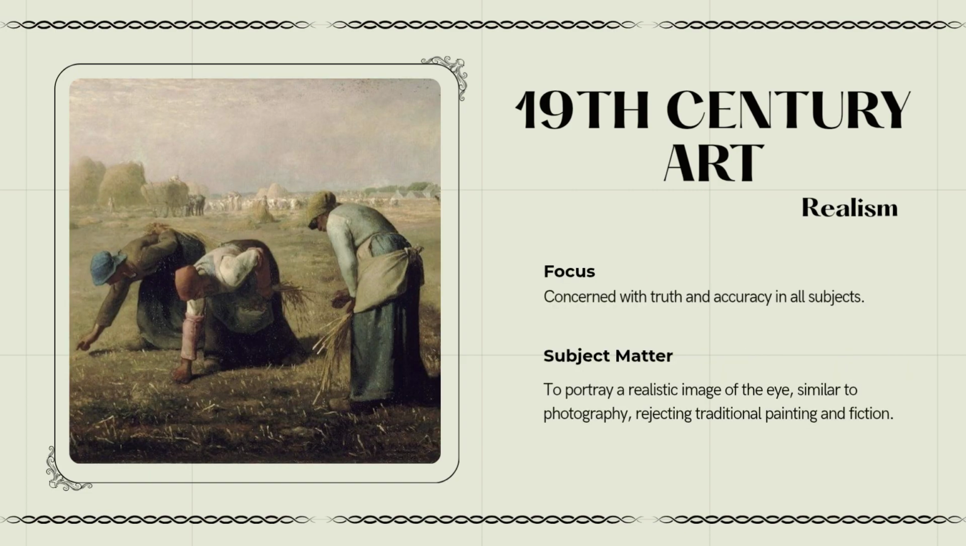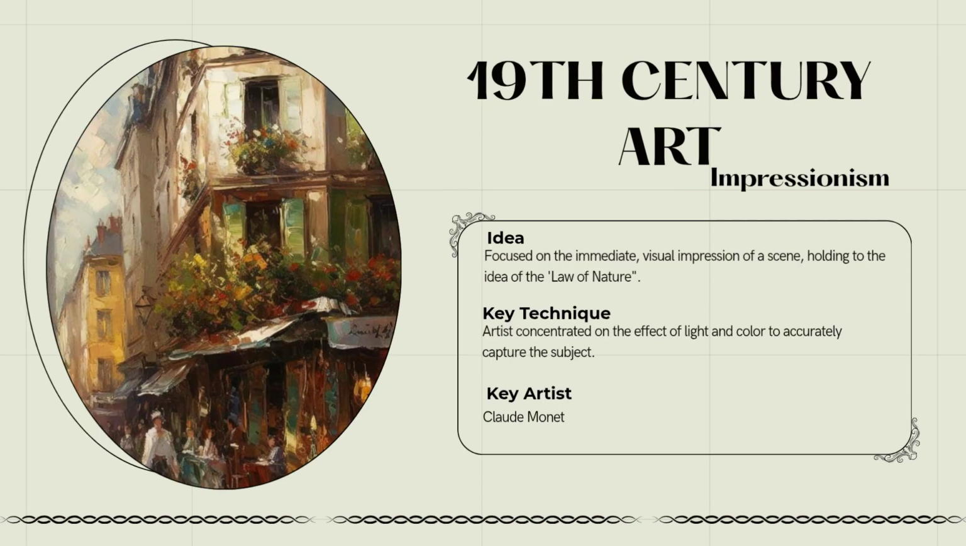Realism focused on truth and accuracy, portraying life as it really was, much like photography. It rejected the romanticized or idealized images of traditional art and instead showed everyday subjects honestly.